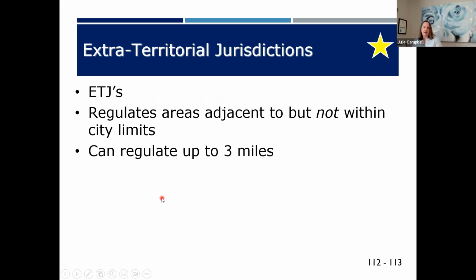With the zoning, we may have extraterritorial jurisdictions, also known as ETJs. ETJs are rural areas that maybe don't have the population or the density to have their own governmental zoning board. So instead of having their own zoning board, they piggyback off of wherever they're next to. So with ETJs, you're not in the city limits, but you're small enough and close enough that the city can still regulate your zoning.